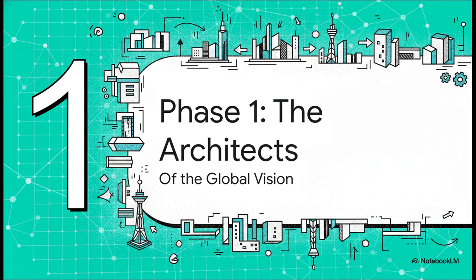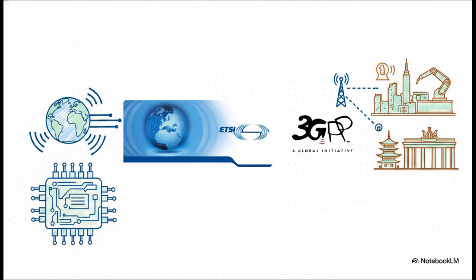All right, Phase 1, the architects of the global vision. Okay, so let's look at the actual standard makers who built this. It all starts with a huge global vision set by the ITU. That flows right through technical protocols, like 802.11 from the IEEE, and it utilizes these invisible spectrum lanes organized by the FCC. Together with organizations like ETSI, that's the European Telecommunication Standards Institute, and 3GPP, these global architects are basically writing the glowing digital blueprints for the entire planet.